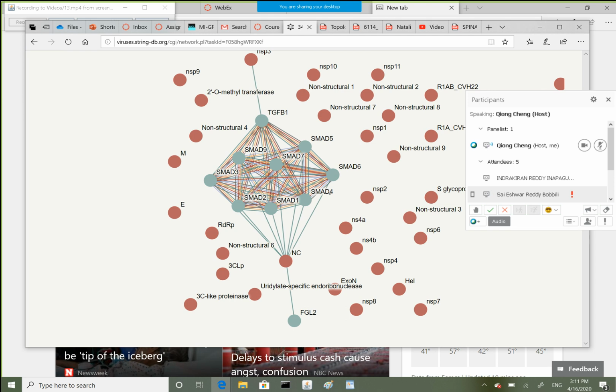Can you see? You can see here we don't care about the interaction between the virus proteins. We care about the interaction between the human and the virus, right? So it means we care about this part a lot. So this is the graph.